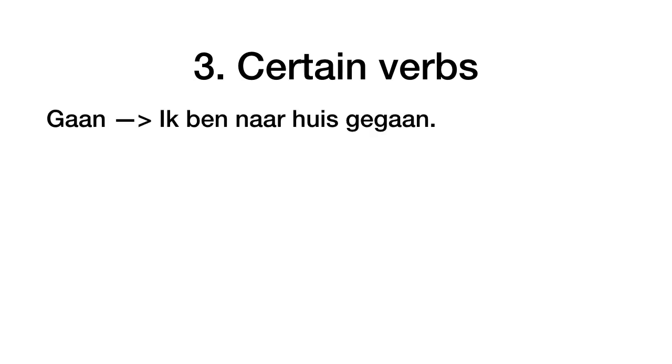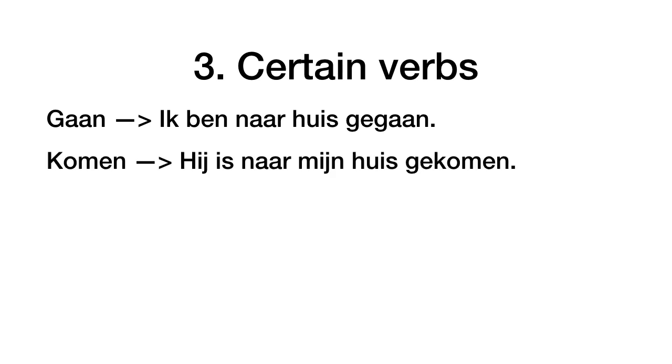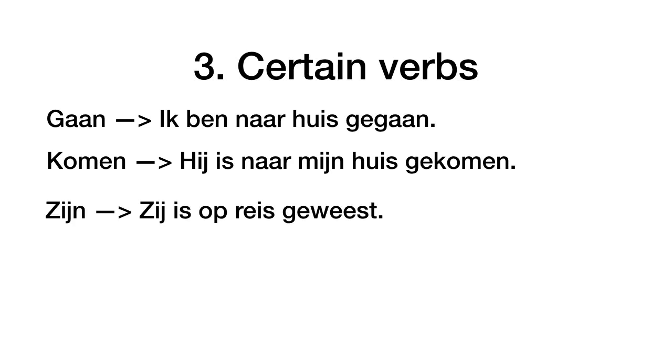And sometimes it's clear why. Take for example the verb gaan. Ik ben naar huis gegaan. You could say that gaan in itself is a movement in a direction. So it should always be with zijn. The same for the verb komen. Hij is naar mijn huis gekomen. You could say that komen is in itself a movement in a direction.